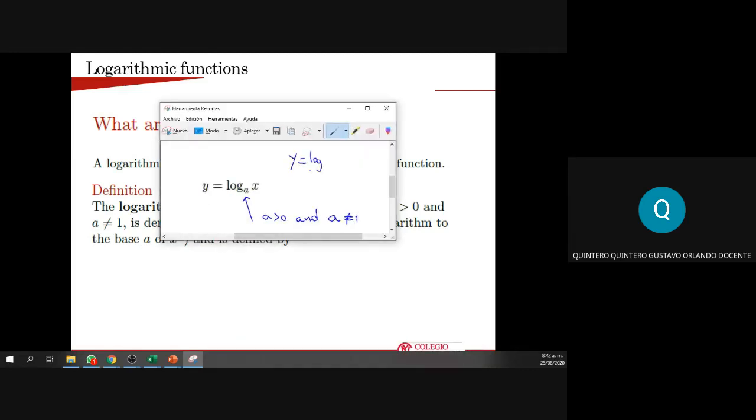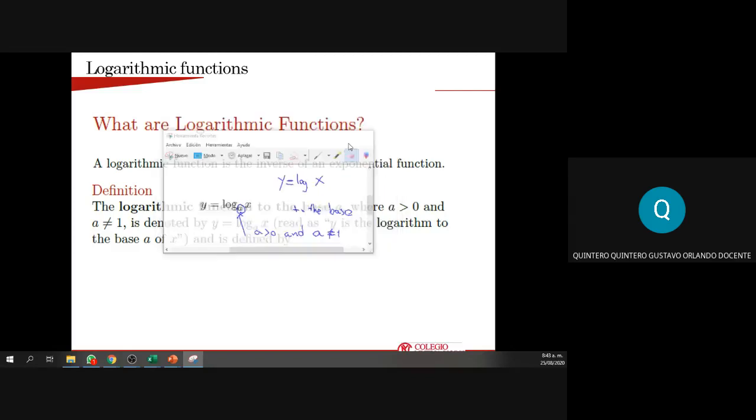So this is how you read it. Y is the logarithm to the base 3 of x, for example. That's how you read it, all right? Remember, mathematics is also a language, so you need to know how to write it, but also how to read it, right? In this example it is to the base 3. In this one, it will be to the base a. And depending on the number, that will change the base, right?